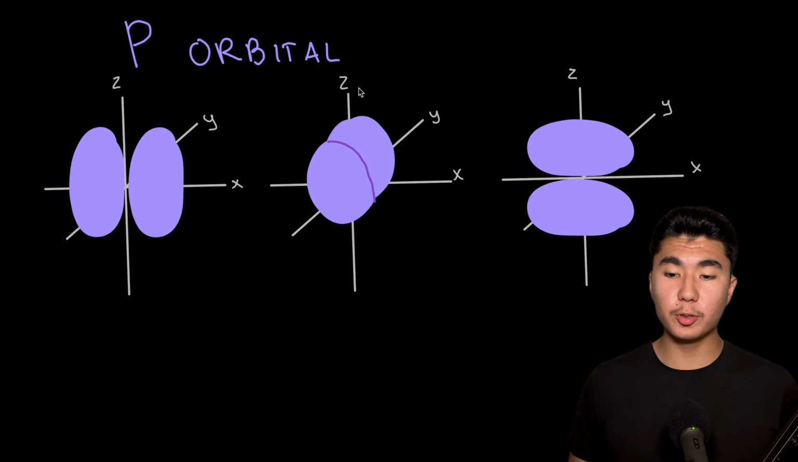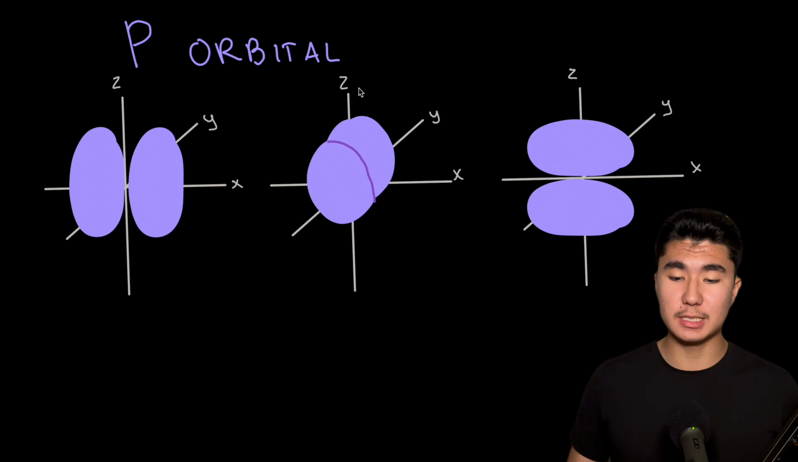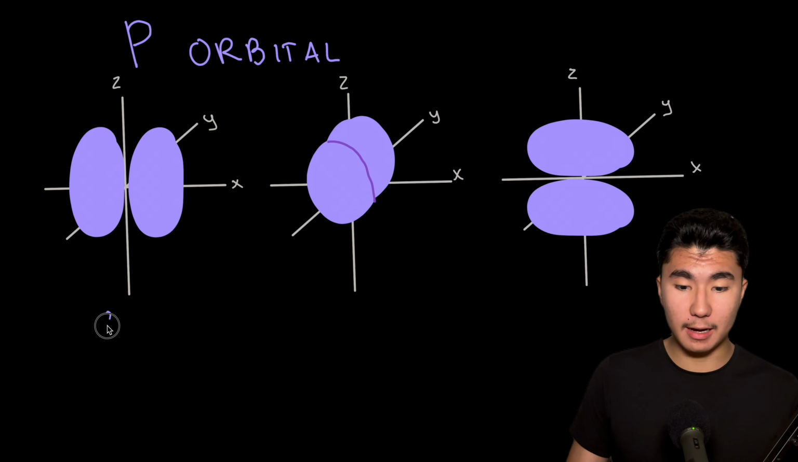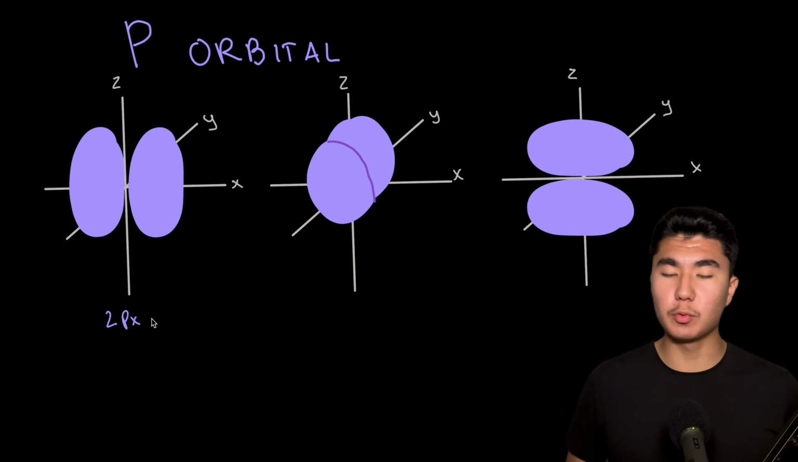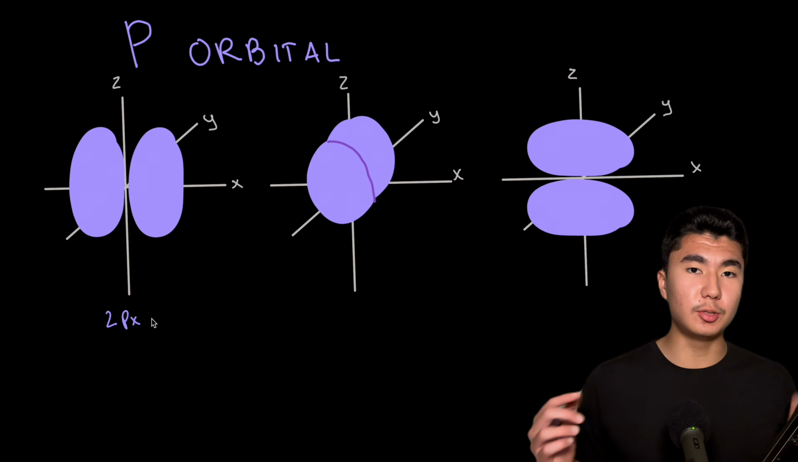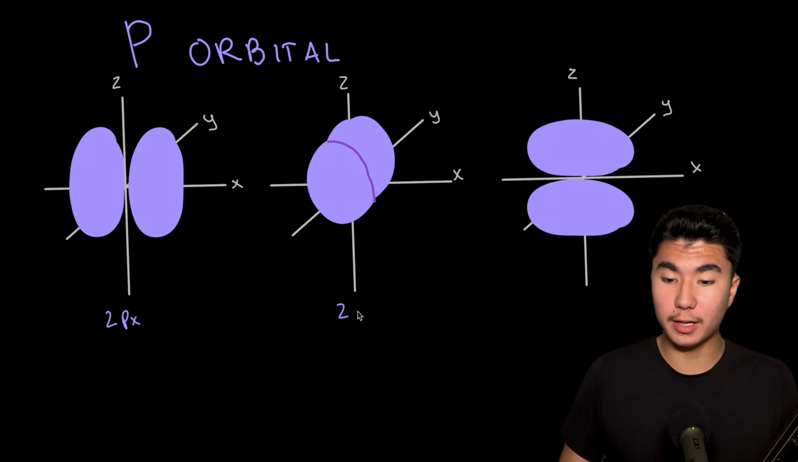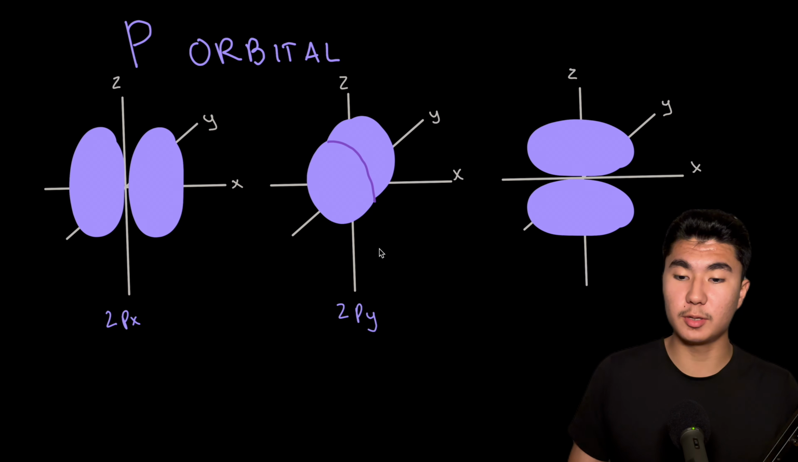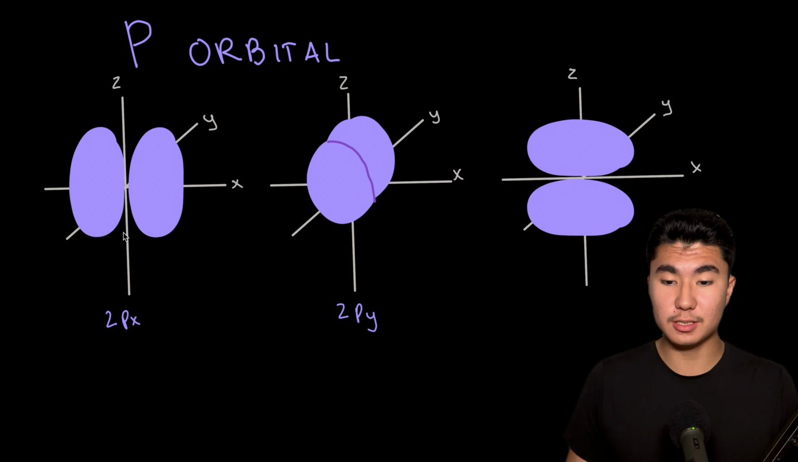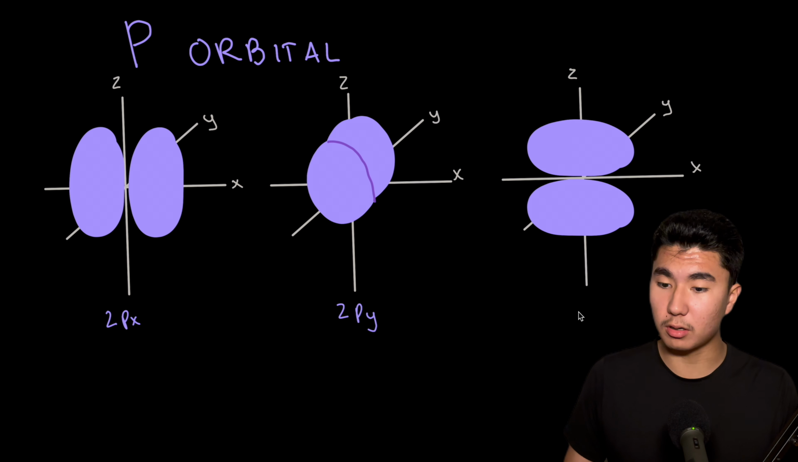For the p orbitals, we're going to have 3 different p orbitals. Over here we have 2px. Right after 1s and 2s, we head to 2p, and over here we have 2py because this is on our y-axis. As you can see, this one is on our x-axis and this one is on our z-axis, so 2pz.